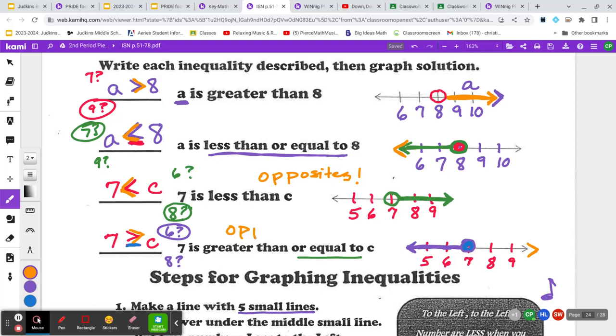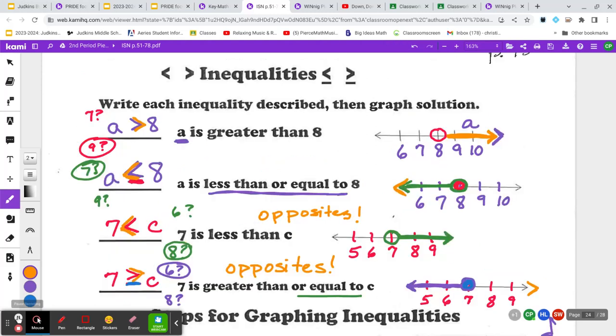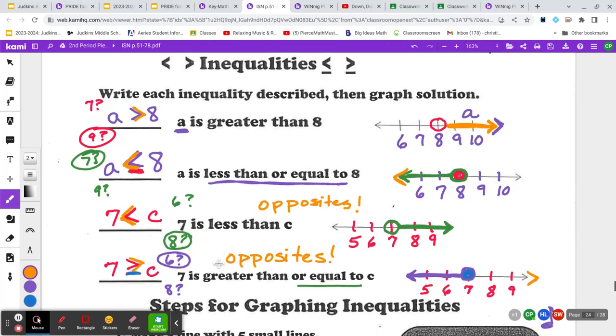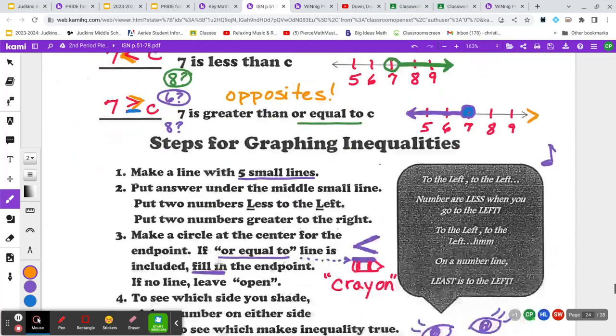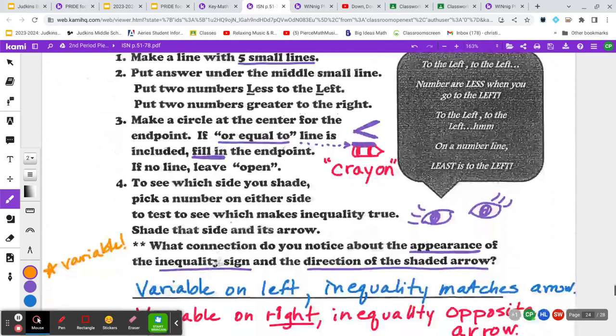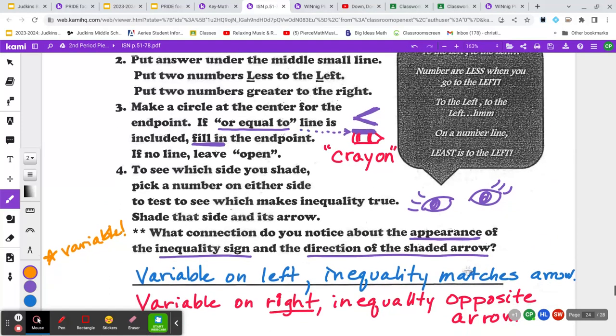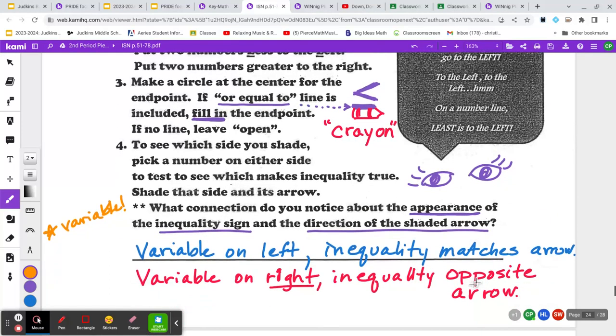Now, let's be observant. Why do you think the arrows either match or are opposite? I'm going to pause. Okay, they figured it out. Yay! So this is the way that it is. Variable on the left, inequality sign matches the arrow. Variable on the right, inequality sign is the opposite of the arrow. Please write that in. It was the variable that is the ticket to help you see the special connection.